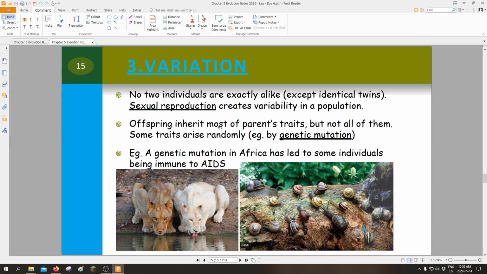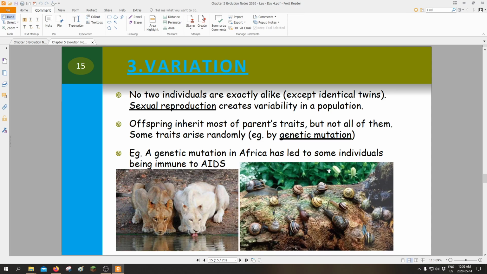The offspring inherit most of a parent's traits because of genetic inheritance, but not all of them. Some traits actually arise randomly because of just mutations. These mutations cause differences in the individuals of a population. And then when you have sexual reproduction, it creates more and more variability. These are going to be things that you actually learn about in Bio-30, so look out for that.